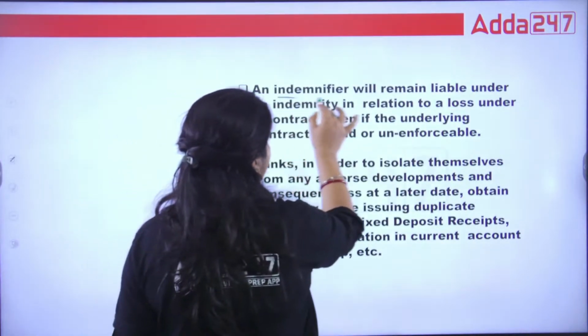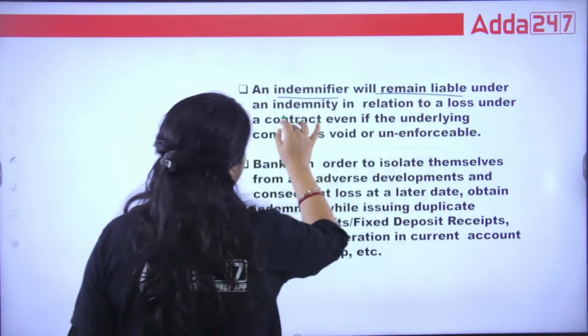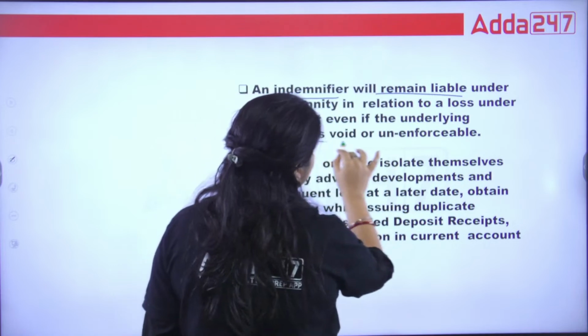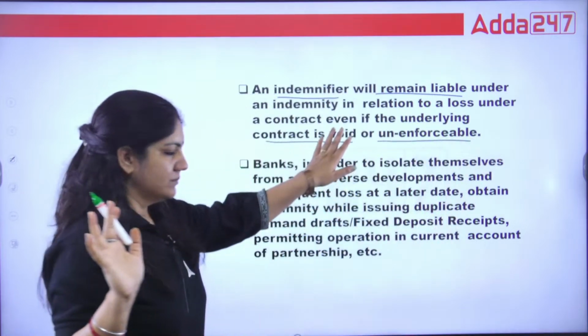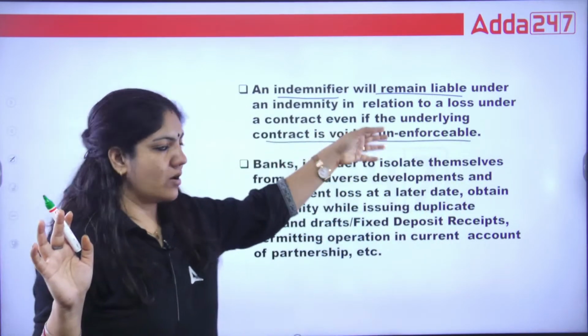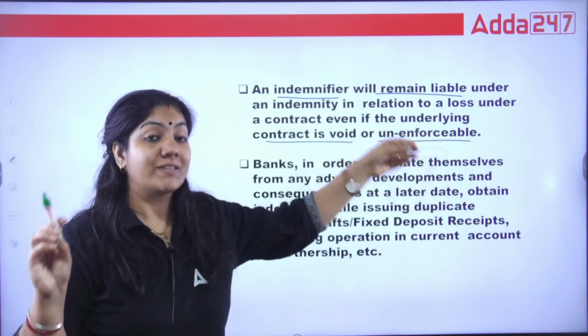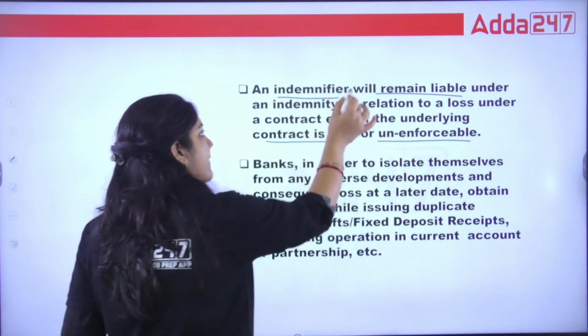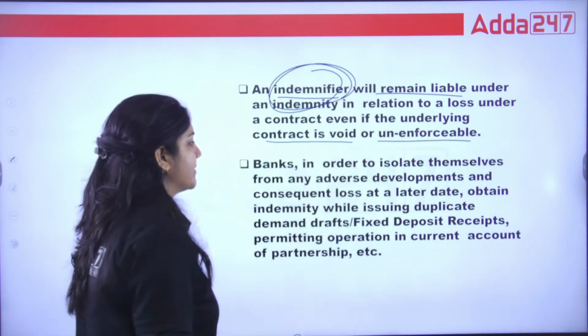The indemnifier will remain liable under the indemnity in relation to the loss under the contract even if the underlying contract is void and unenforceable. If the contract is void or not enforceable in front of the court, still the indemnifier will be liable because he has promised. He is the promisor.